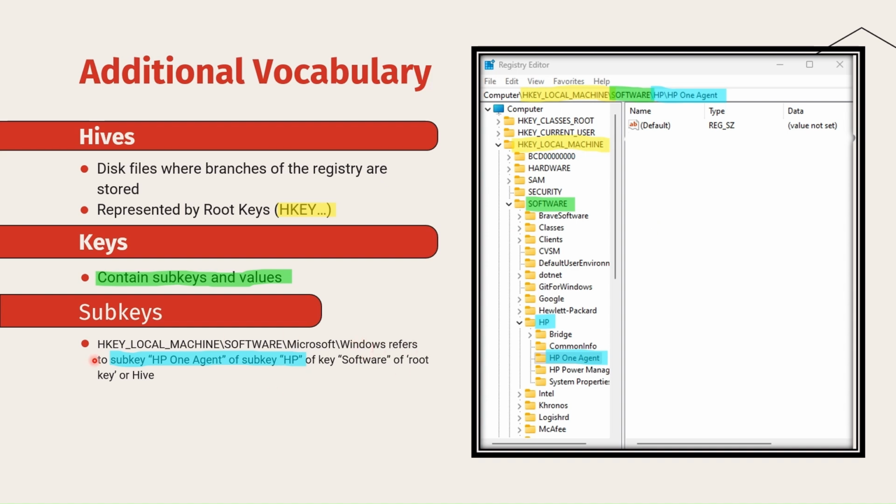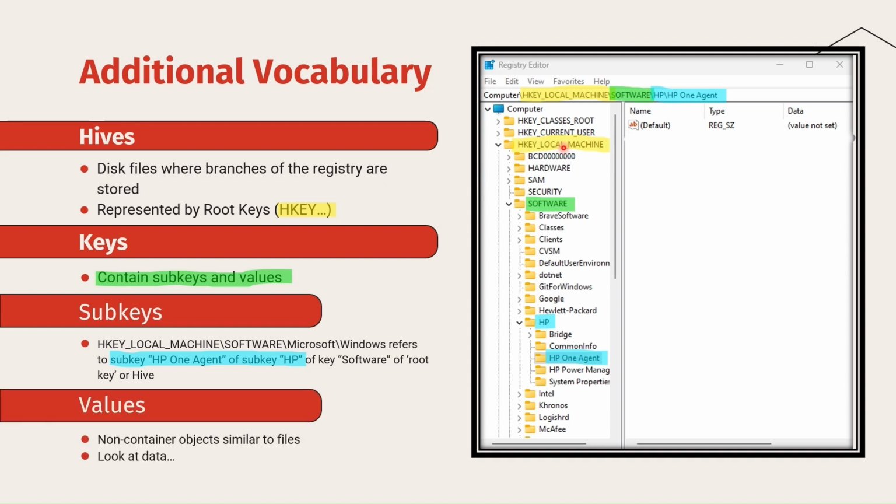In my little example here, the subkey HP1 agent is the subkey of HP, which is the subkey of the key we just talked about, which in this case is Software, which is a key of the root key, which is stored in the hive. I hope all of this is sort of blending together and making sense. Then we have values, and these are non-container objects that are similar to files. They look like this. So this would be the data, the values that exist within these keys and subkeys.